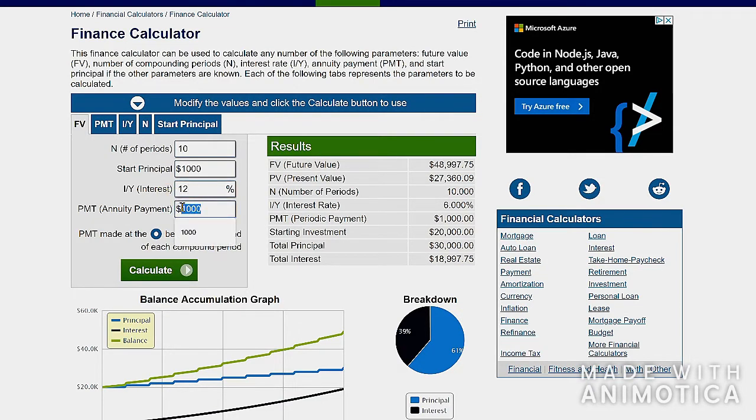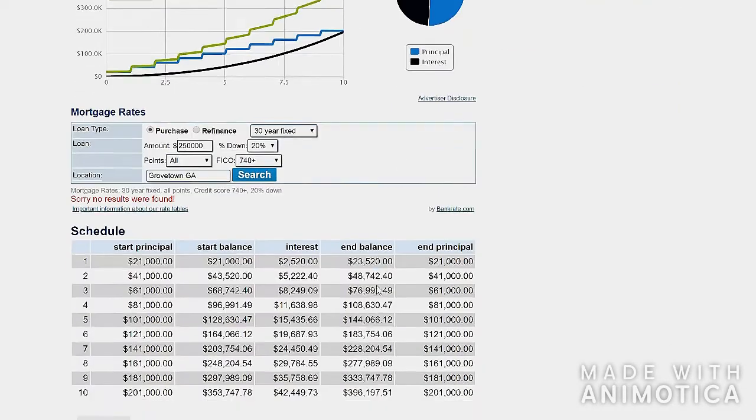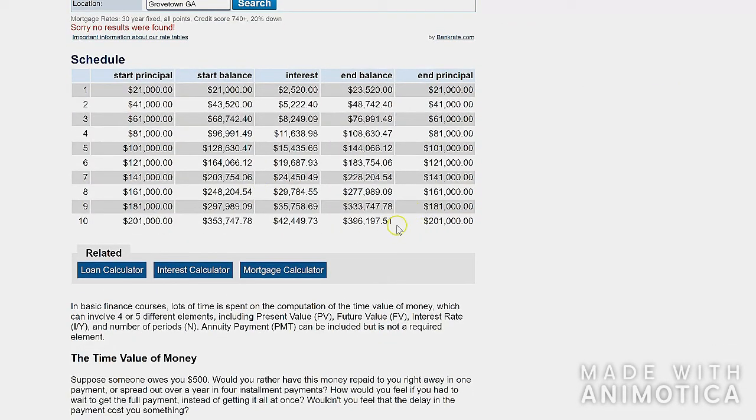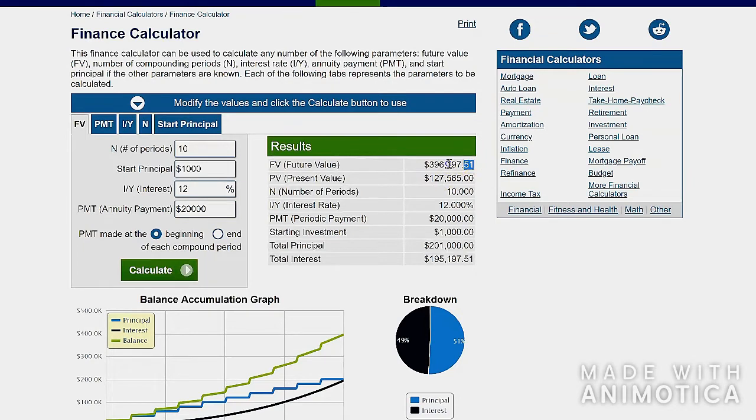So payment-wise, every year for 10 years, you could, after analyzing your personal expenses, contribute $20,000 to this fund. And that this means that you're going to contribute $20,000 at the beginning of each year, every year for 10 years, and you're going to invest it at a 12% rate of return. Let's see how much this gets you. So we're going to calculate, and what do you know? We wind up with $396,197, or as you can see right here, $396,197. So that does not get you $1 million.